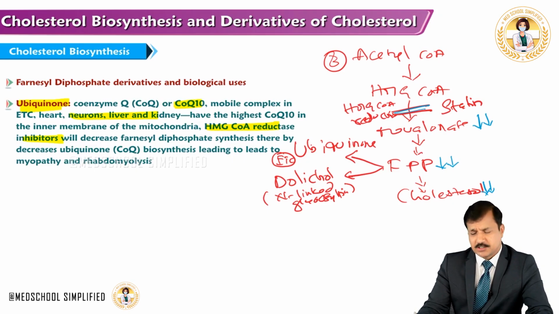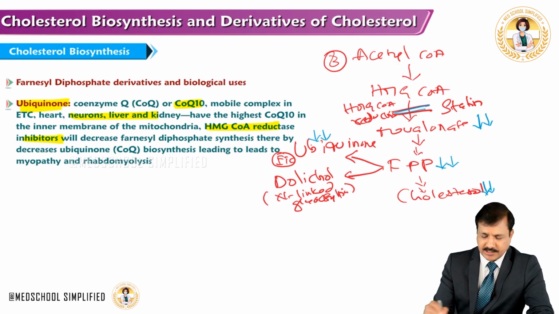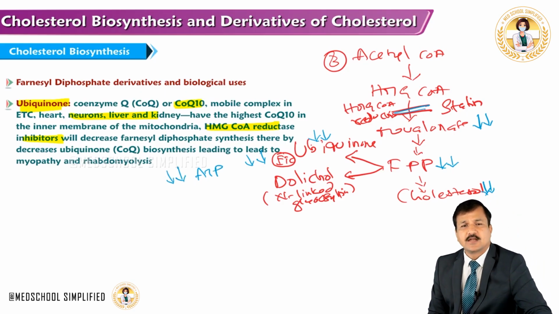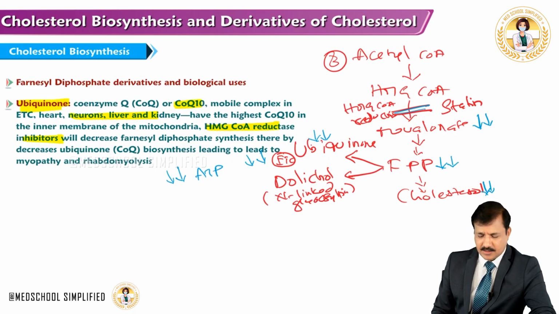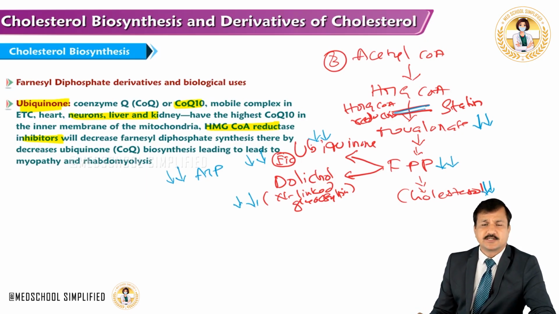That's why cholesterol is decreased. If the farnesyl pyrophosphate is decreased, that will decrease ubiquinone also. And if ubiquinone is decreased, the electron transport chain will decrease, and a decreased electron transport chain means ATP levels will decrease. Imagine a tissue that needs the highest energy, like skeletal muscle, when it is contracting, it has to run the electron transport chain. Heart, neurons, liver, kidney also need the electron transport chain. In fact, they have a high concentration of coenzyme Q10. And also, because FPP is decreased, dolichol is decreased. That means N-linked glycosylation is decreased.